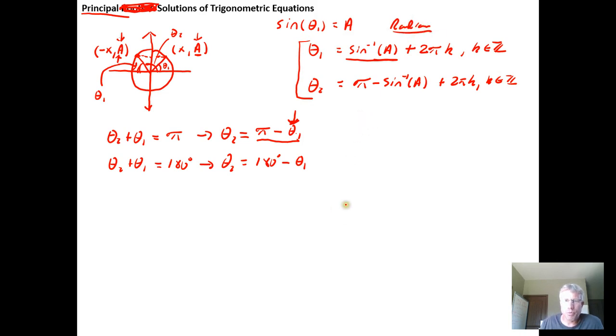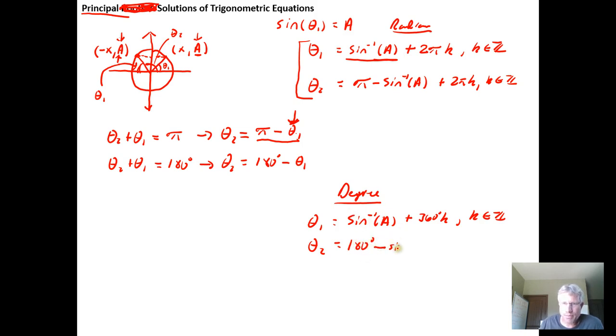If we're working in degree world, then we would simply get theta 1 equals the sine inverse of a, where this gives us an angle between negative 90 degrees and 90 degrees, plus every coterminal angle, where k is an integer. Or we get the supplement, theta 2, which is just going to be 180 degrees minus the sine inverse of a, plus all of the coterminal angles.